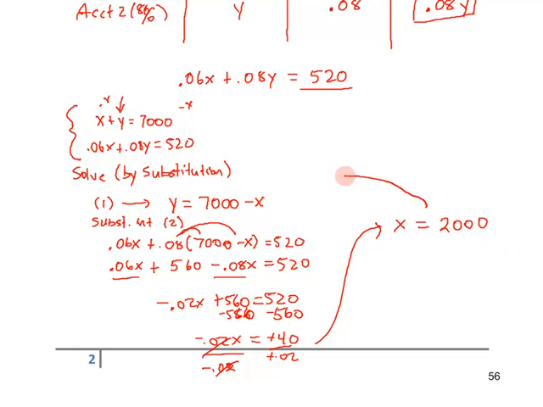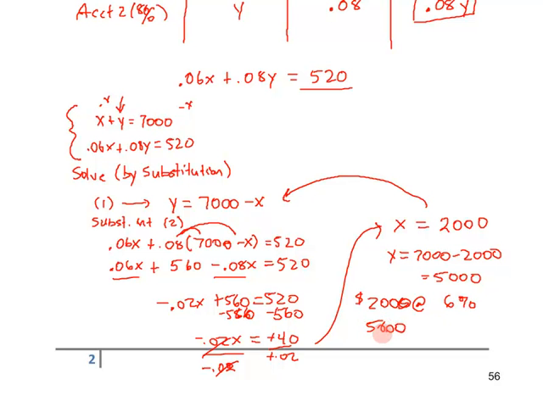Now to find how much is invested in the other account, I will substitute x back into here and have that y is equal to 7,000 minus 2,000, or 5,000. Okay, so I have 2,000. The final answer is $2,000 at 6%, and $5,000 was invested at 8% to yield that final amount of $520 in interest.